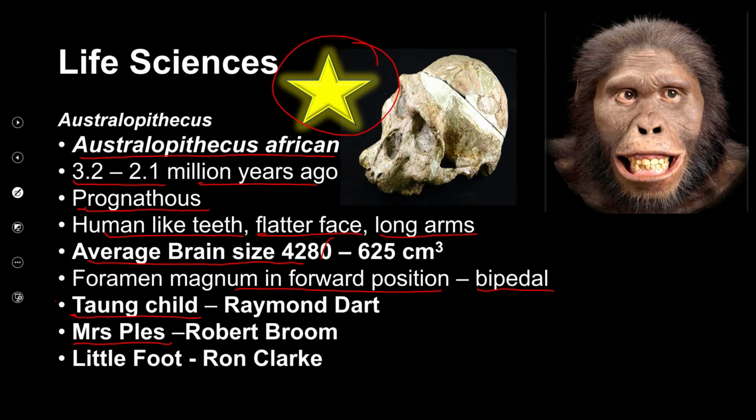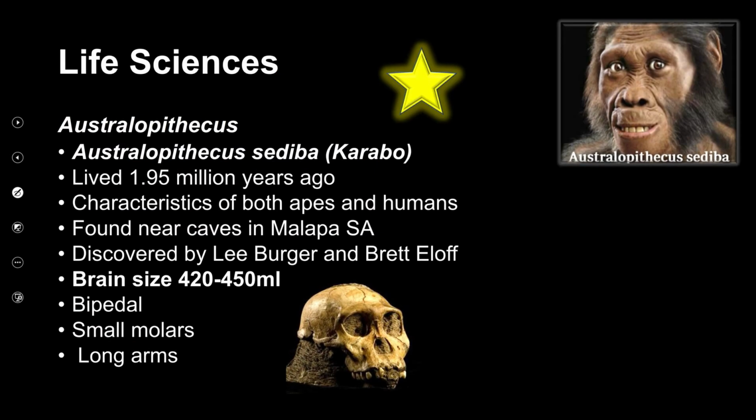And yeah, so here if you can have a look and see, we've got a slightly larger cranium because we said that the brain capacity became a little bit more, it was a bit larger. All right, then we're going to have a look at Australopithecus sediba. And again, here you can see we have a star, so this is another important one. She's named Karabo. That's her nickname, if you like.